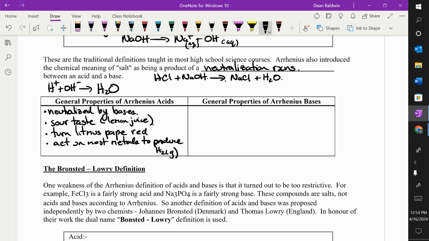Arrhenius bases. All right, what do you think the first one I'm going to put is? Neutralized by an acid. They have a bitter taste. Again, don't try it. So baking soda. You go home and eat some baking soda if you really want to.